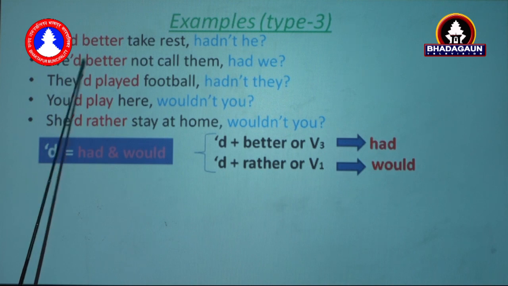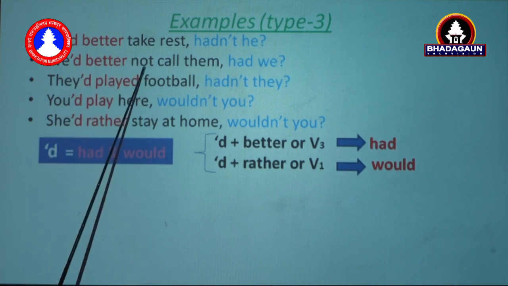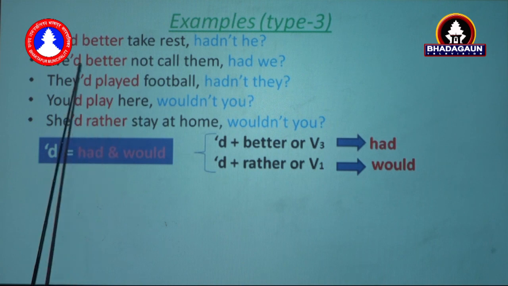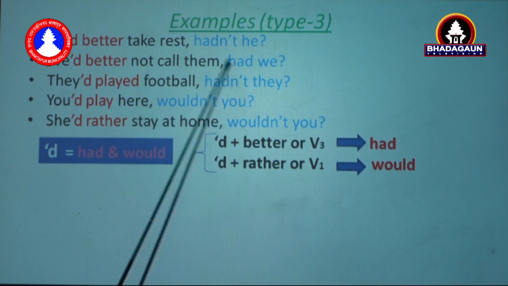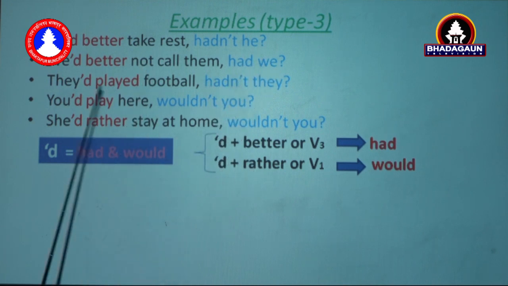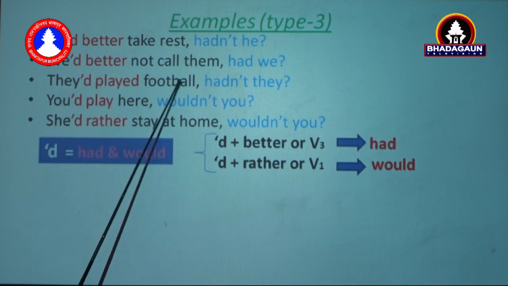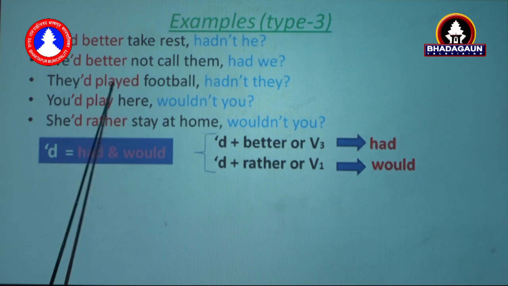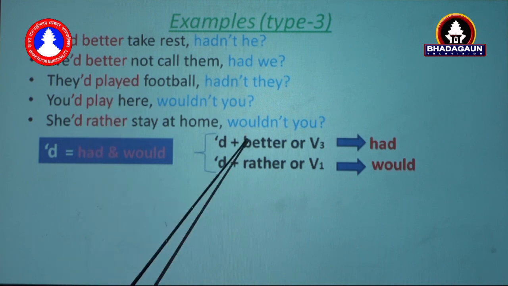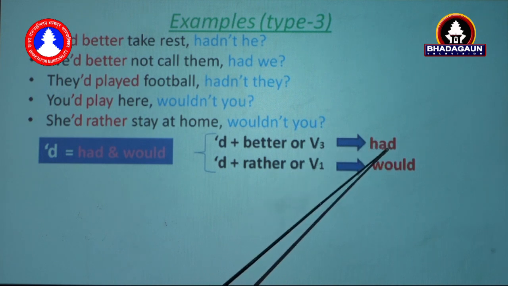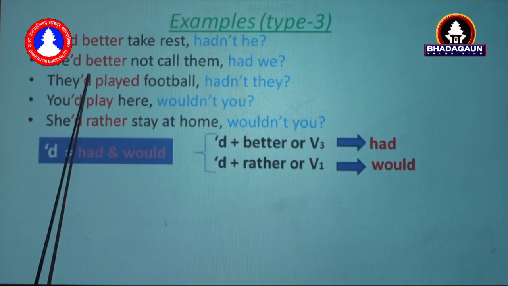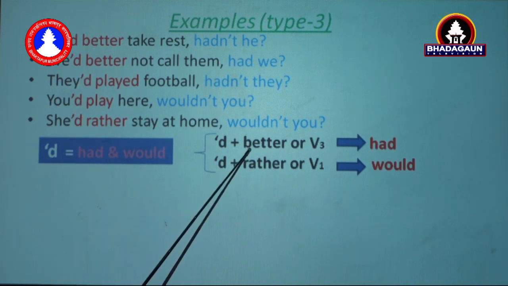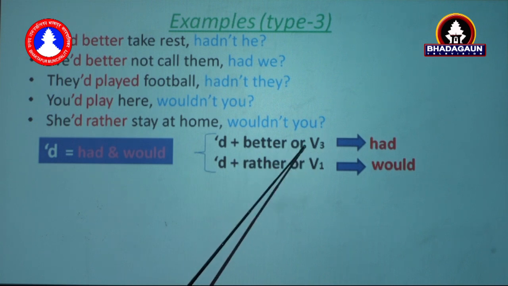Let's see. Apostrophe D better, again better, not. The statement is negative, right? Better not. Apostrophe D better means had. So had we. Statement negative, positive tag. Apostrophe D rather. So next one. They'd played football. Apostrophe D is here, then played. Played is verb 3 here, right? So apostrophe D verb 3, again had. So hadn't they. They is the pronoun. This is had, because our rule says apostrophe D, then there is verb 3, that is had.